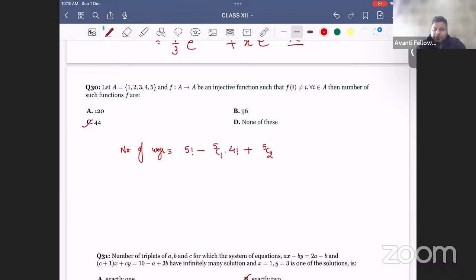select 2 elements. They both are having their own images, remaining in 3 factorial, minus 5C3 into 2 factorial, plus 5C4 into 1 factorial, and minus 5C5. Am I clear? And if you simplify it, you are going to get 44. Very standard result and has been asked in JEE Mains and Advanced multiple times.